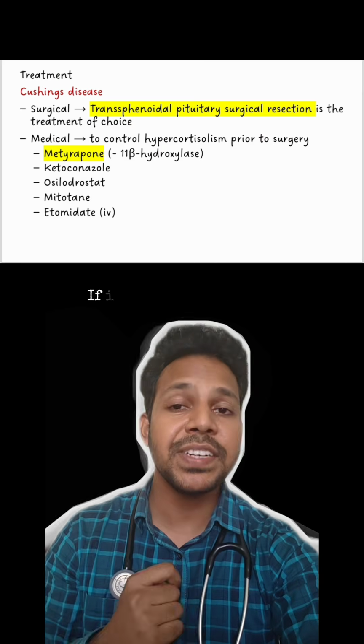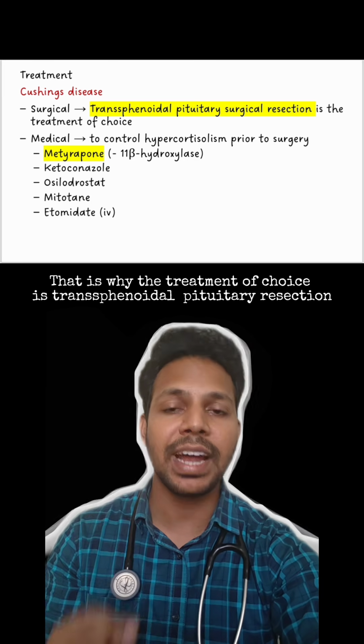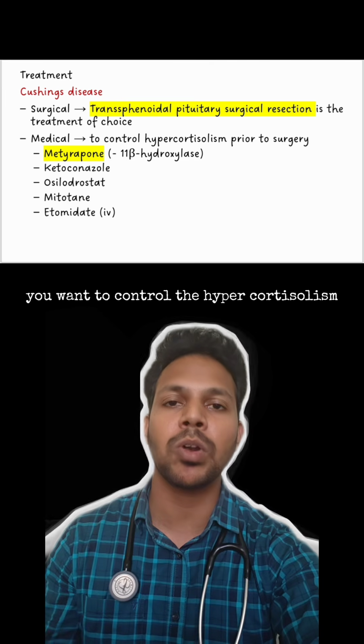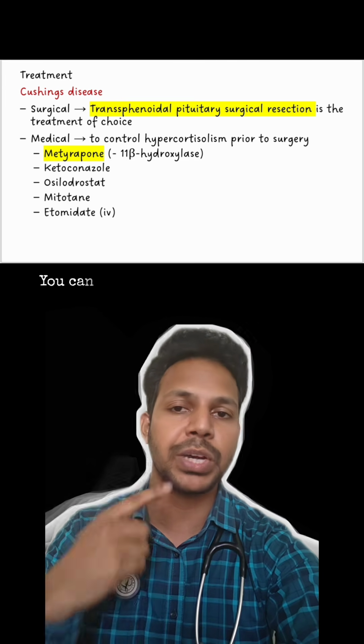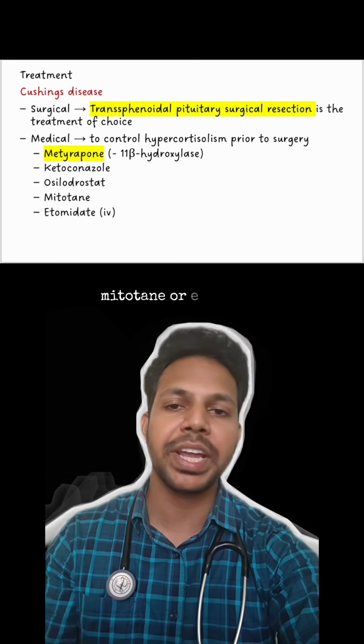Now the treatment. If it's a Cushing's disease, the problem is at the pituitary level. That is why the treatment of choice is transsphenoidal pituitary resection. But prior to the surgery, you want to control the hypercortisolism. That is why there is medical management. You can use metyrapone, ketoconazole, osilodrostat, mitotane or etomidate.